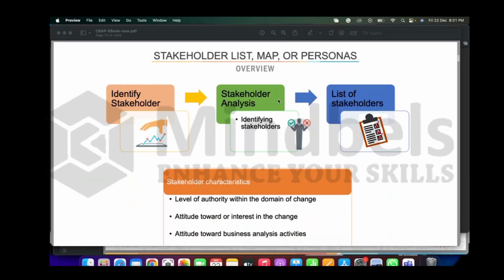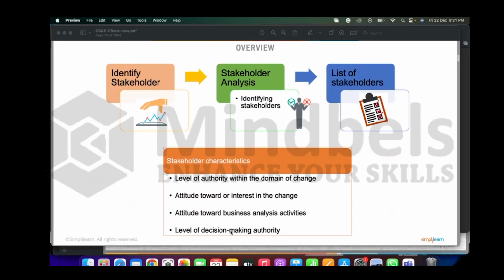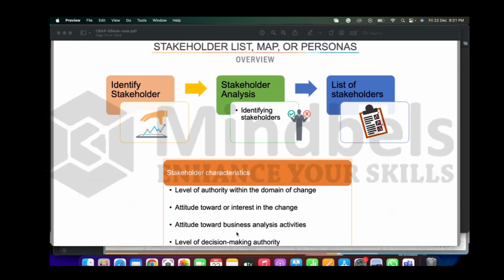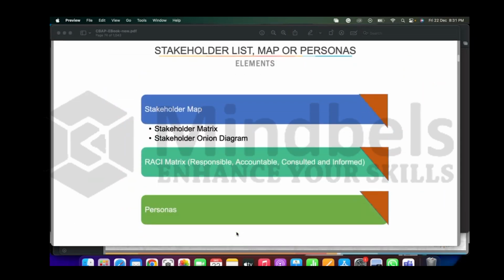Level of authority, attitude, decision making. This is something I just spoke about in the previous PDFs, so it has to be very clear. Now, what are the elements? We come to the recipe and ingredients. This is what you have to prepare. With the stakeholder list, map or personas, you have to keep in mind the matrix and the onion diagram. So, the stakeholder onion diagram, I'll show you an example as well.